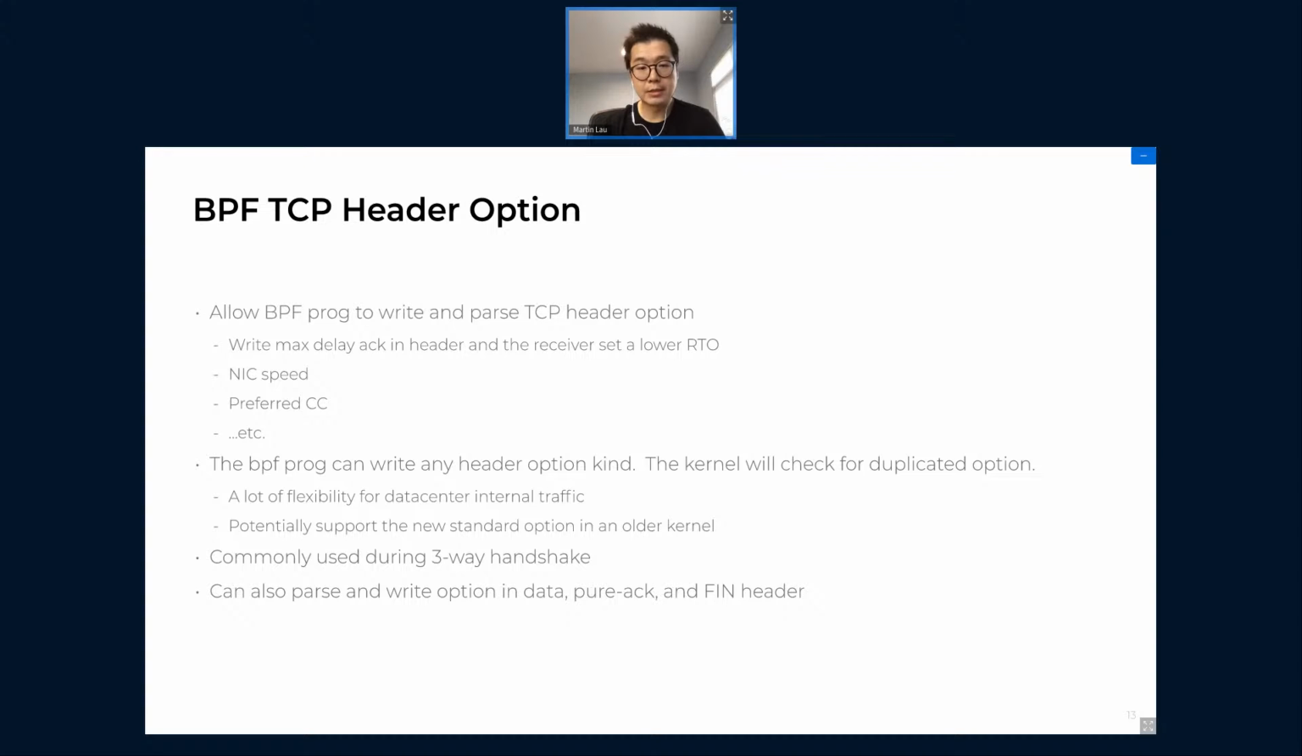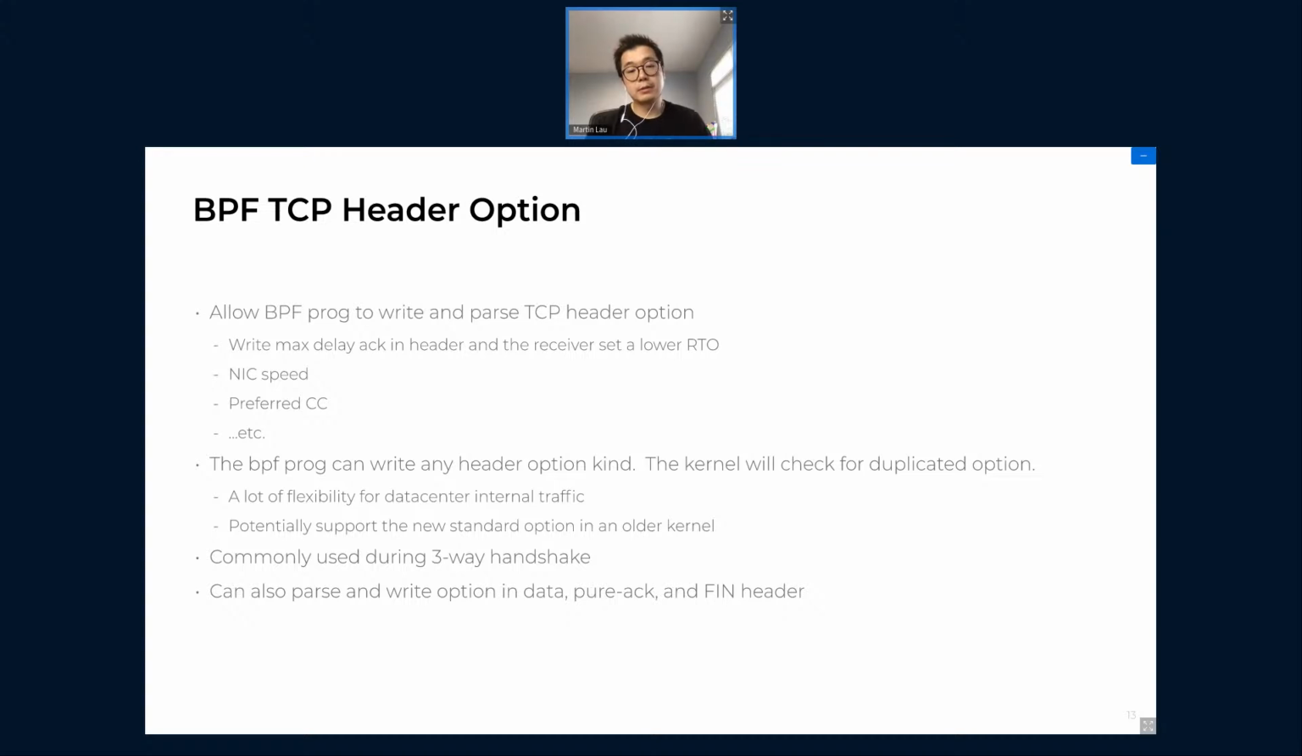And actually, this use case has been proposed in some of the RFCs by Google also. And there are other use cases that may be quite specific to data center internal traffic. For example, we may want to communicate the link speed to the other side, or we may want to communicate what congestion control we prefer to use to the other side, and many other cases like that.